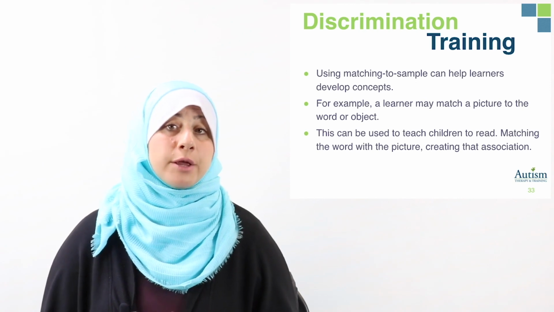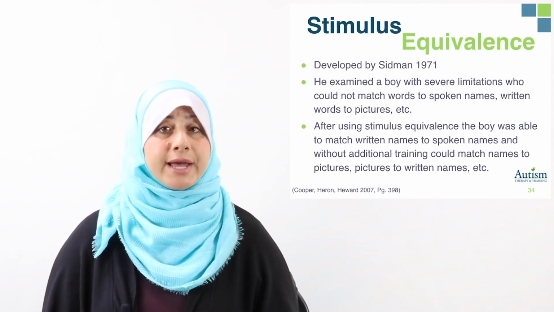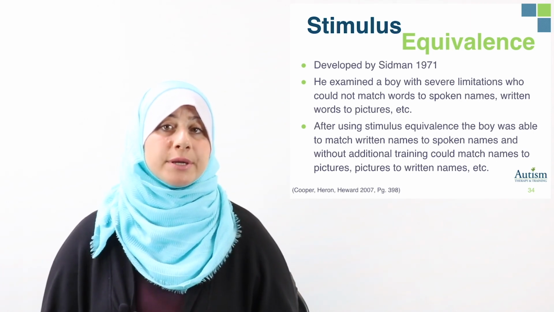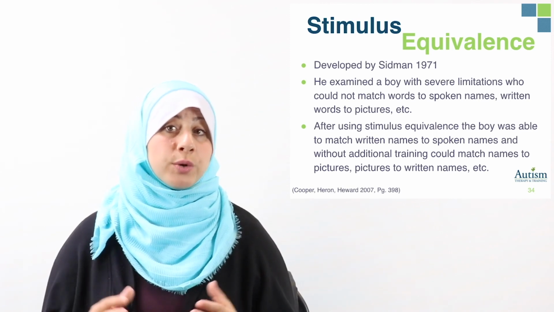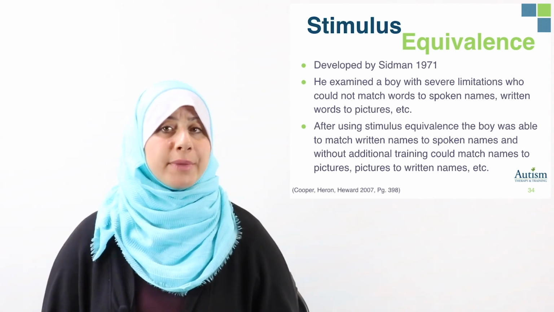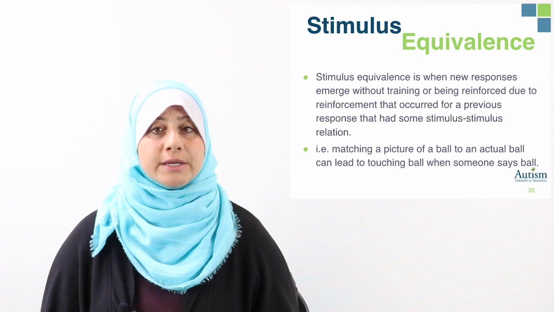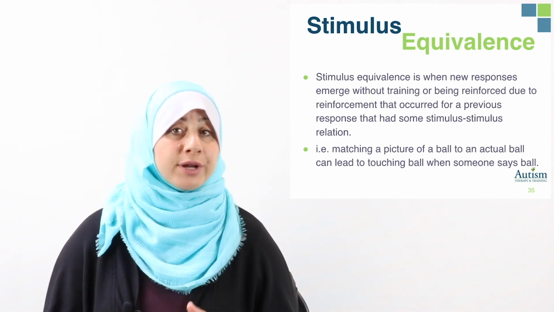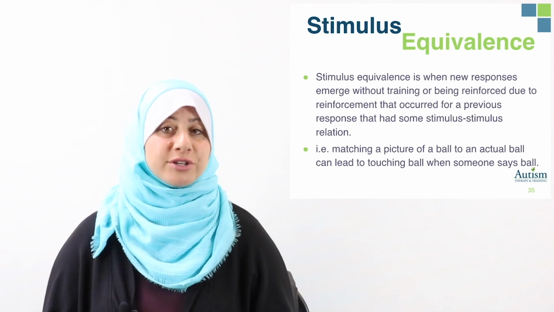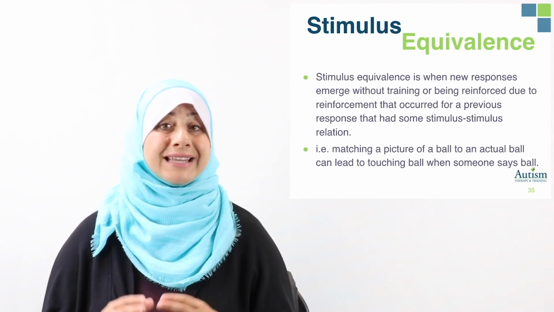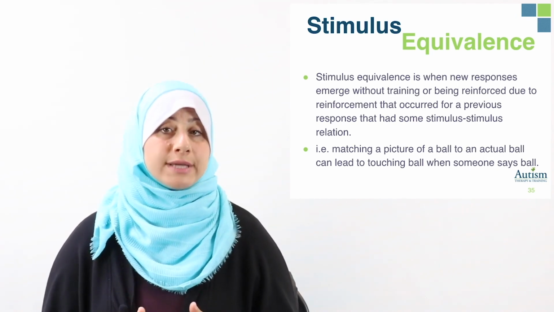Stimulus equivalence, developed by Sidman in 1971, found that after he taught the boy to match a written word with spoken names, he was able to match words to pictures, pictures to written words, and say the written word. This was a boy with severe developmental delays. Stimulus equivalence is when new responses emerge without training or being reinforced due to reinforcement that occurred for a previous response that had some stimulus-stimulus relation. For example, matching a picture of a ball to an actual ball can lead to touching ball when someone says ball.